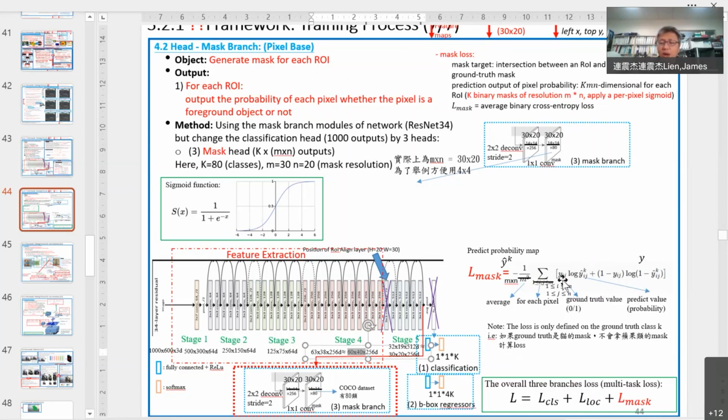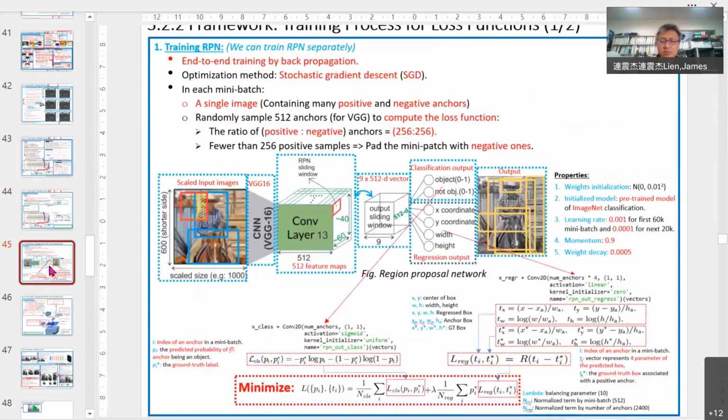And the Y here is the ground truth, and this is the estimation. If it's a foreground pixel, it will be 1. And this one is 1 minus 0, and background is 0, so 1 minus 0 becomes 1. So they count the foreground and also count the background. Okay, so that's Mask RCNN. And this is just RPN. We already finished this one.